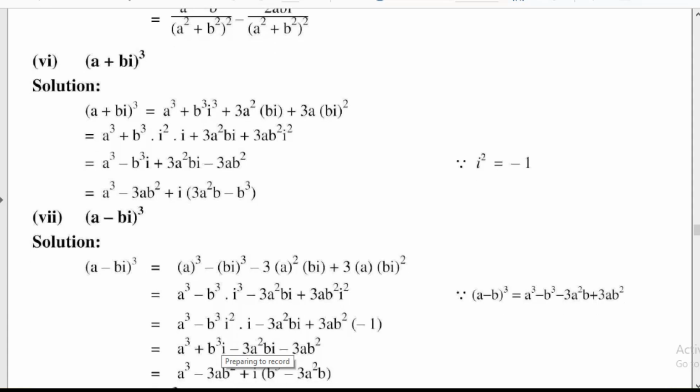So a^3 + b^3 i, because i^2 is equal to minus 1, so minus times minus gives plus b^3 i, minus 3a^2 bi plus minus minus 3ab^2. Separating the real and imaginary parts, that is a^3 - 3ab^2 plus, taking i common, i(b^3 - 3a^2 b).